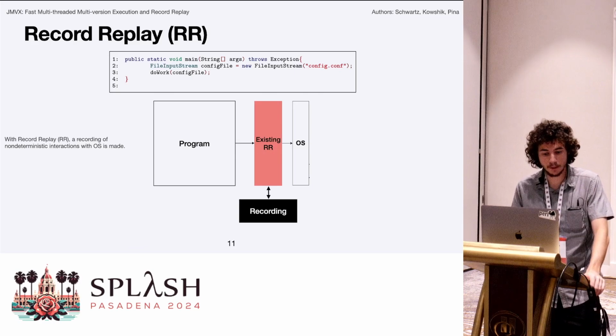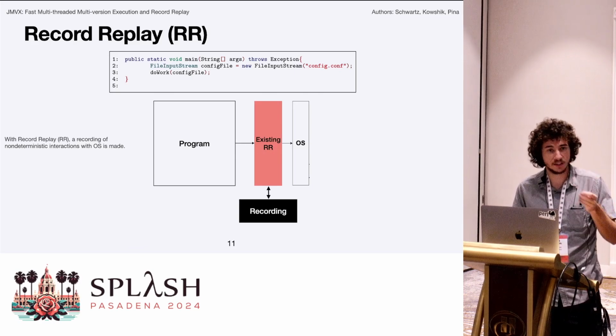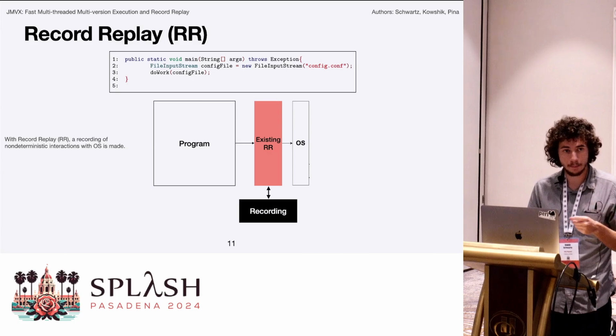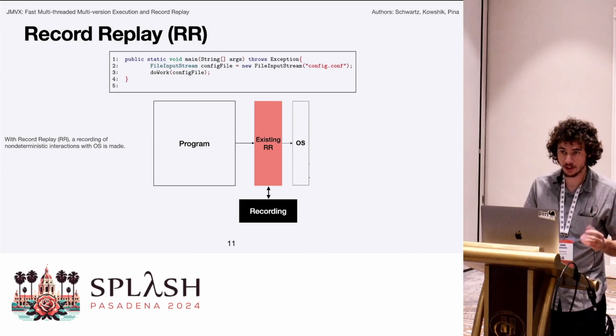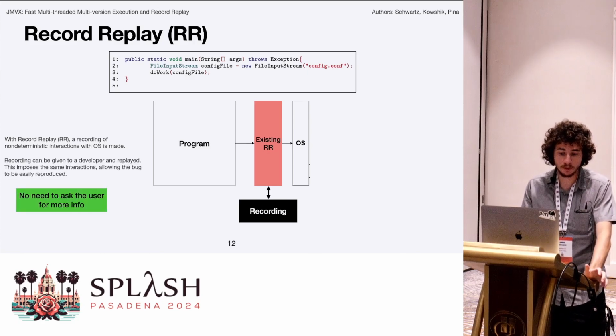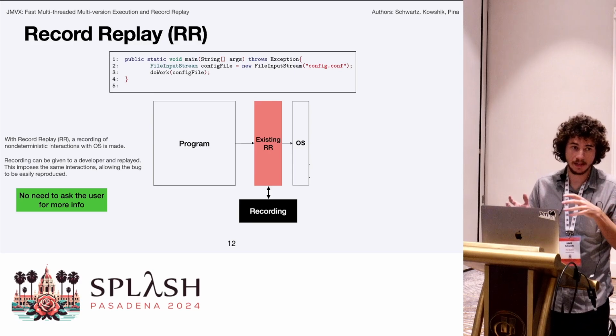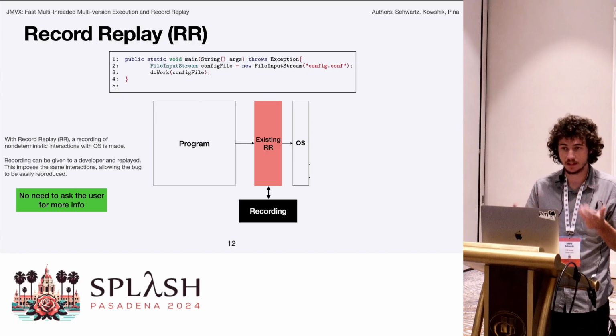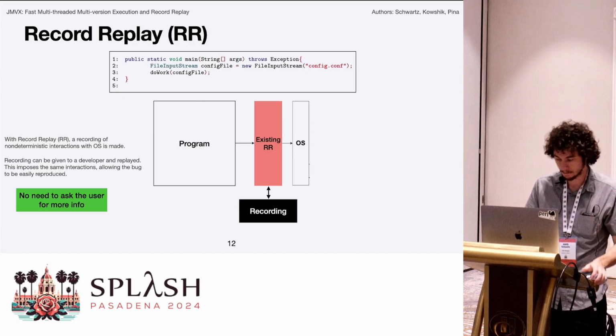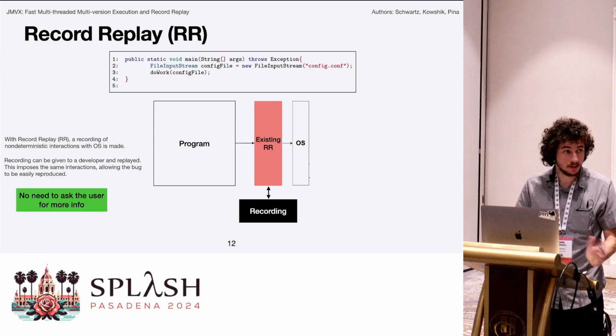So record replay is a method that records the non-deterministic interactions your program has with the operating system. So this means the results of system calls and scheduling decisions, and generates a recording. This recording can be replayed, which will put the program in the same state by providing the same type of non-determinism to the program, and then the developer can easily replicate the bug. So this is a very useful tool for debugging.